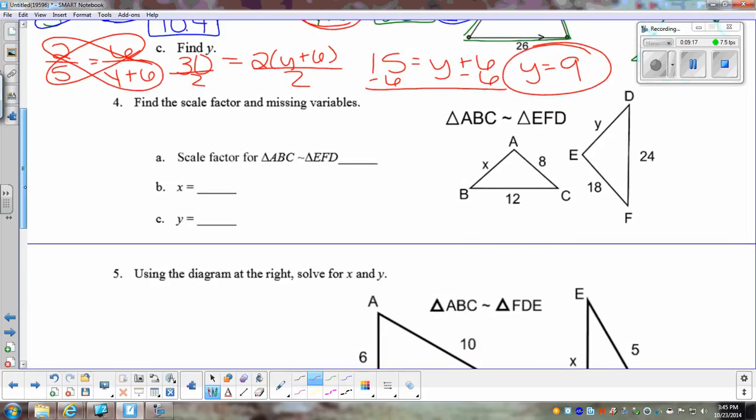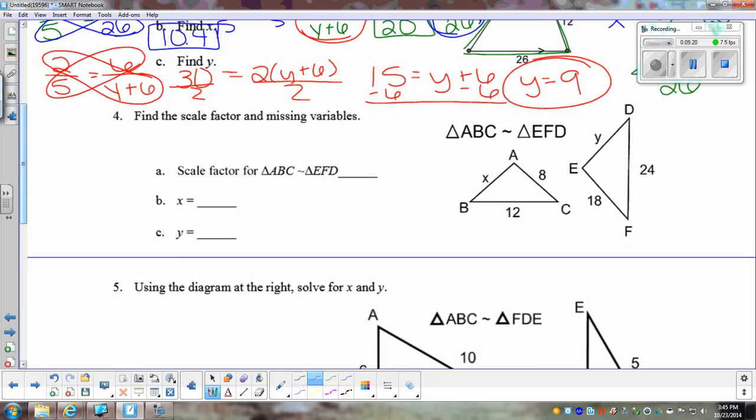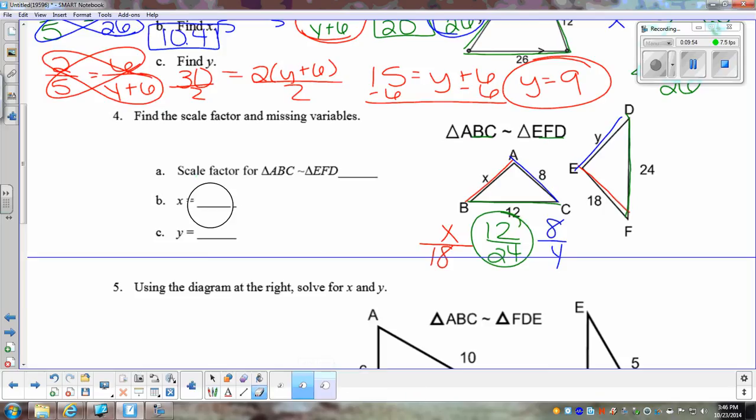For number 4, I know that ABC is similar to EFD. So AB is x, so I have x over EF, which is 18. So x over 18. BC is 12. Well, BC goes with FD. FD is 24. Then AC is 8. DE is y. So 8 and y go together. So then for my scale factor, I want to simplify the 12/24. So my scale factor simplifies to 1/2.